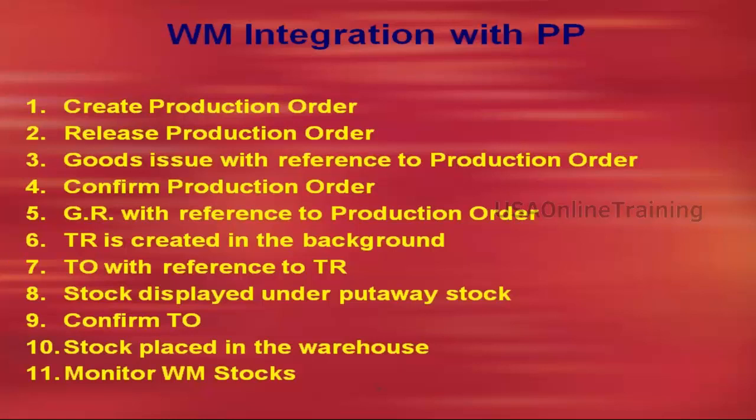Then we create a production order. Then we need to issue the raw materials. So raw materials are issued from stores to the production department. Then they will take the raw material stocks, they will consume, and they will execute the finished component. So finally we create a GR against the production order.